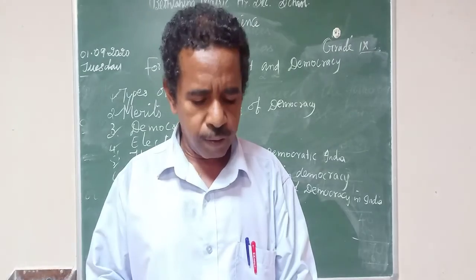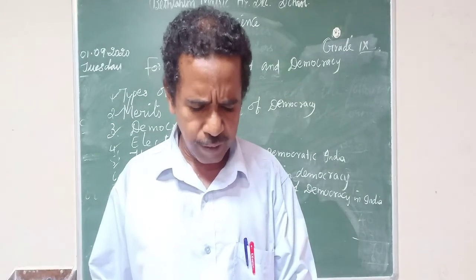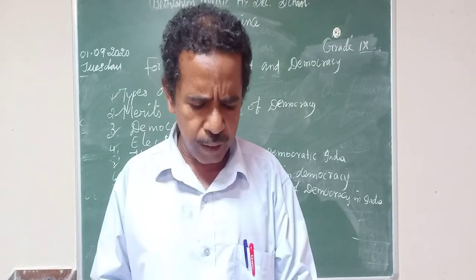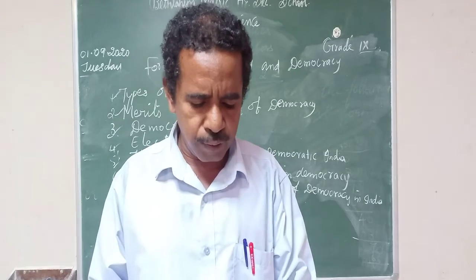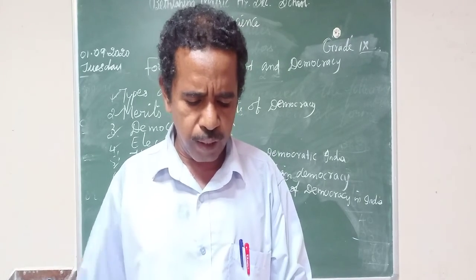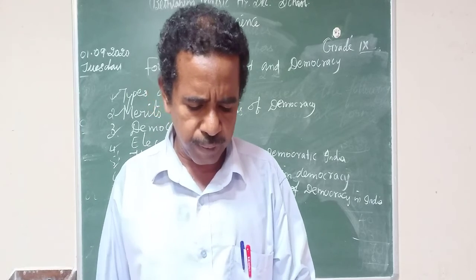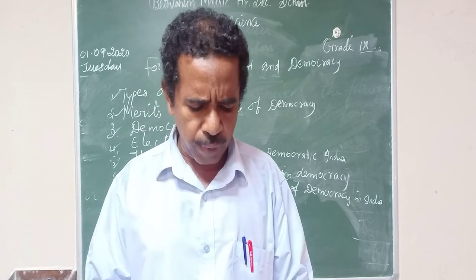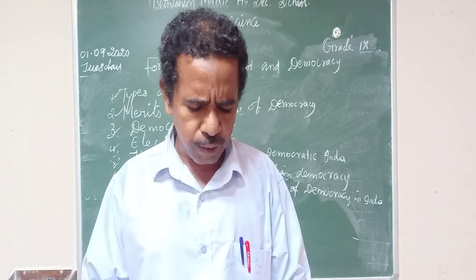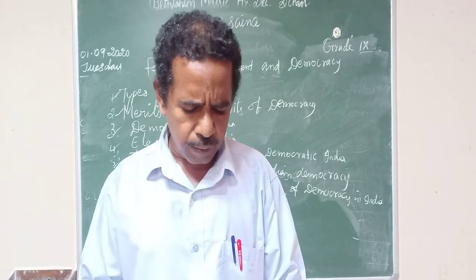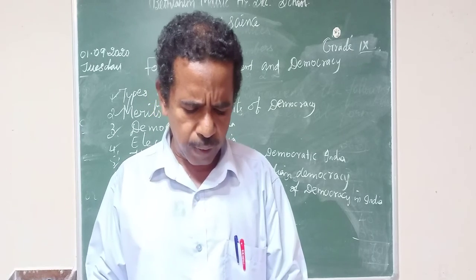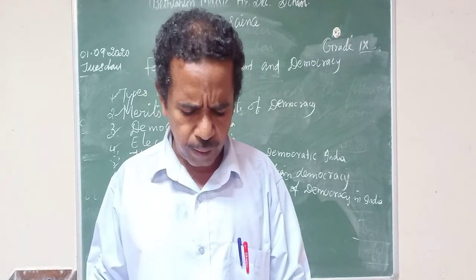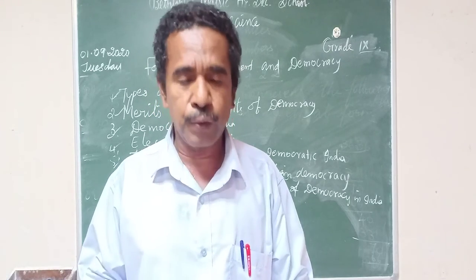15th one: the grant of universal franchise creates social equality, option A, social equality. Prime Minister of India is appointed by the President, option D. 17th one: the President of India can nominate 12 members to Rajya Sabha, that is option C. The first general election after independence was held, option B, 1951 to 52.